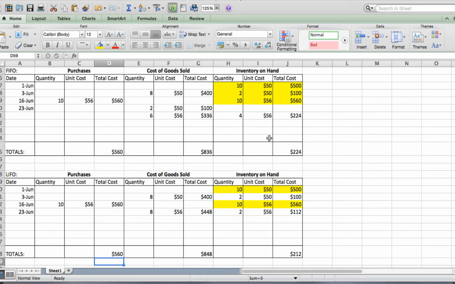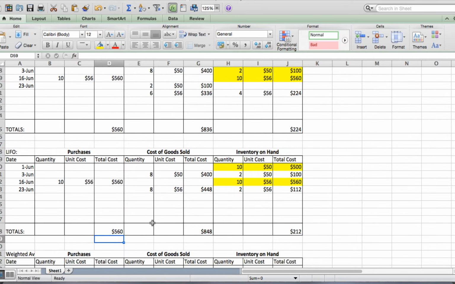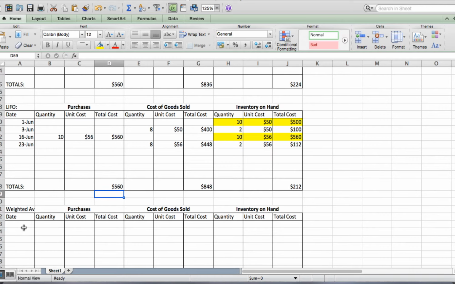So weighted average is just going to show us basically something in between the 2 that we already looked at. And again, the first 3 transactions are going to look exactly the same. So I'll just quickly go through those. Start with 10 $50 units for a total of 500. On June 3rd, we sell 8 of those.